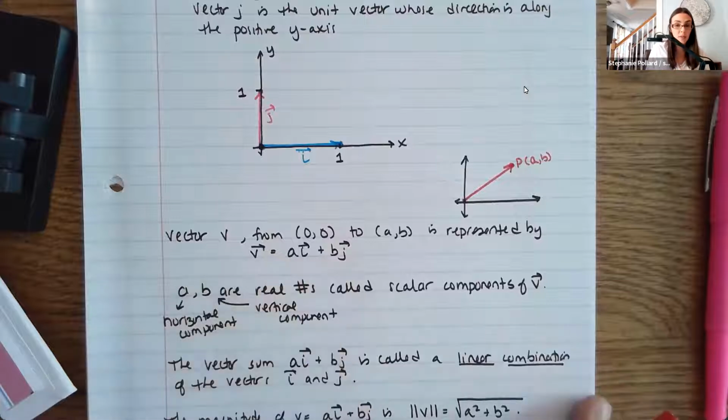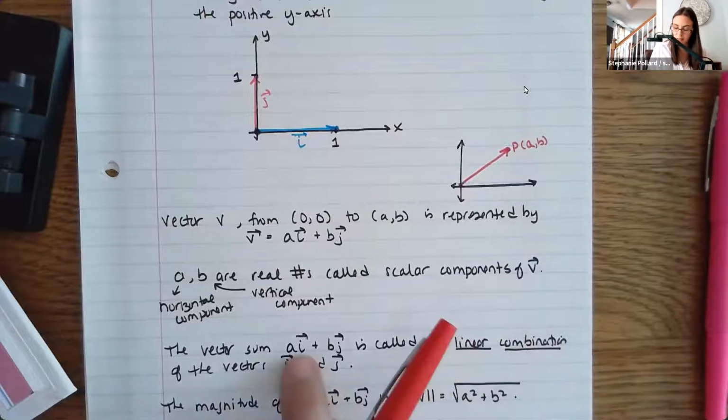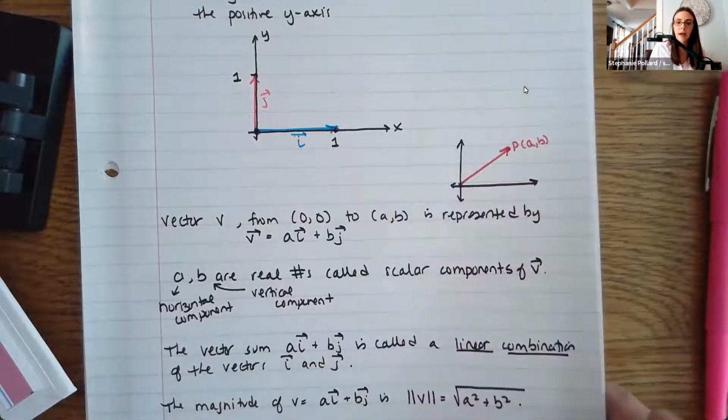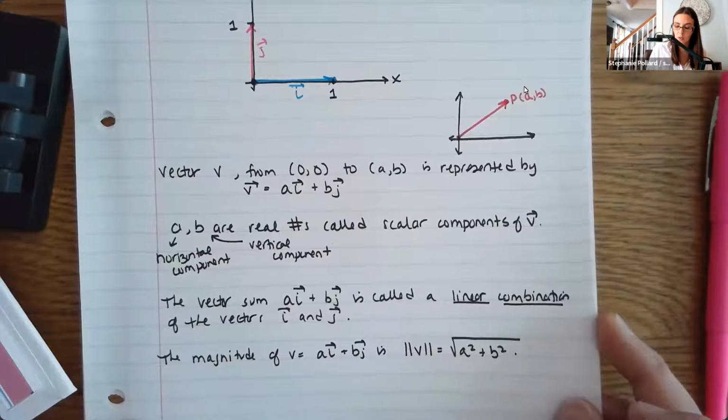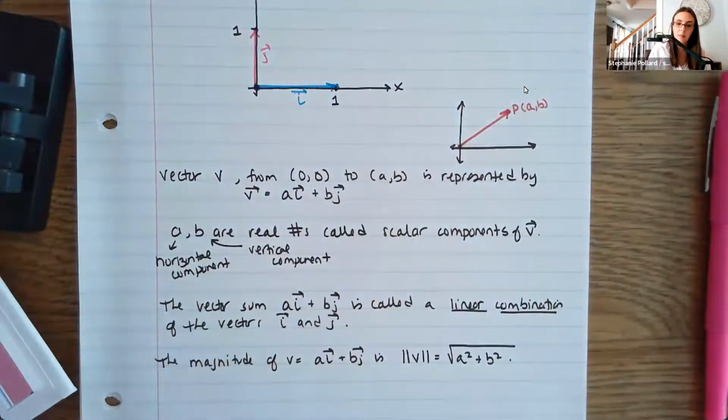a and b are both real numbers here. They represent that ending point, that terminal point. a is the horizontal component and b is called the vertical component. They are scalar components here, so they're being multiplied in. The sum together is called the linear combination. So it is a combining of the vectors, and we're using those original unit vectors and scaling them by these values a and b.